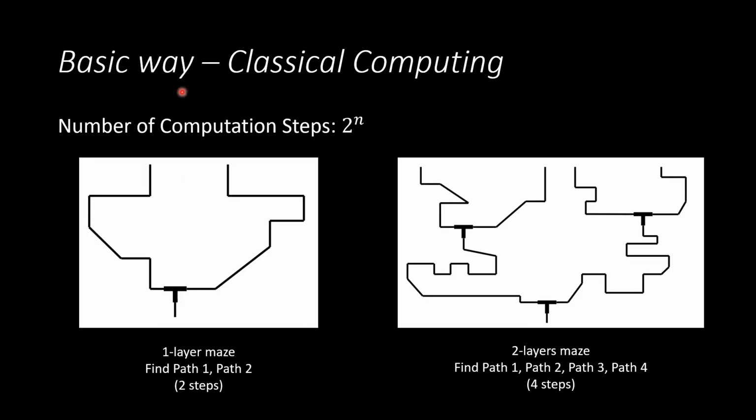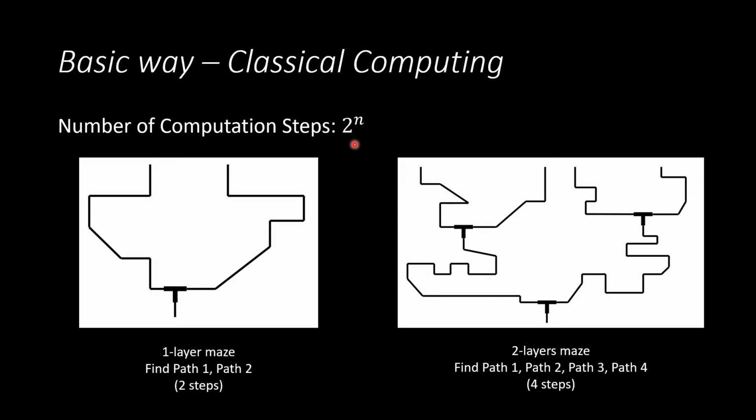In summary, the quantum computing will rely on a lot of possibility stuff. To find the shortest path of the maze, firstly you must know the length of all possible paths. Theoretically, the basic classical way to find the length of all possible paths is to find them one by one. For example, solving one layer maze requires 2 steps, which are finding the path 1 length, the path 2 length. For the two layers maze, you have to find the path 1 length, path 2 length, path 3 length, and also the path 4 length. Therefore, the number of computation steps for classical computing will be 2 to the power of n when there is n numbers of layers.